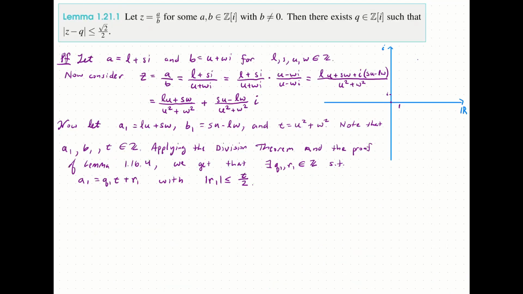But now, the inequality that we have, that the absolute value of R1 is less than or equal to t over 2, gives the following: that the absolute value of R1 over t is at most 1/2. Now we're going to consider A1 equals Q1t plus R1, and what we are going to do is divide everything by t.